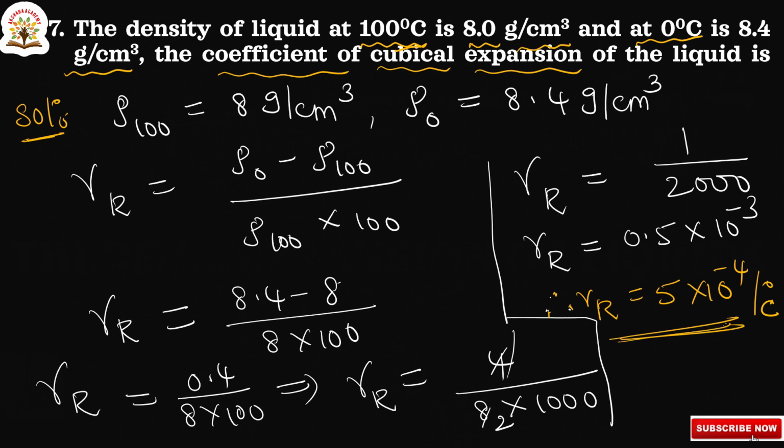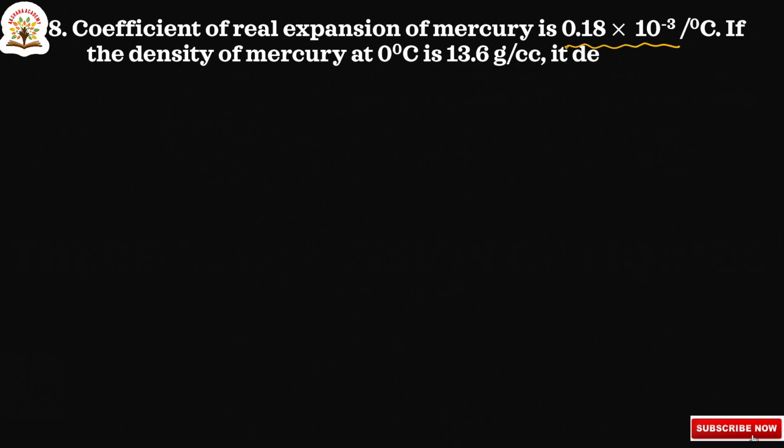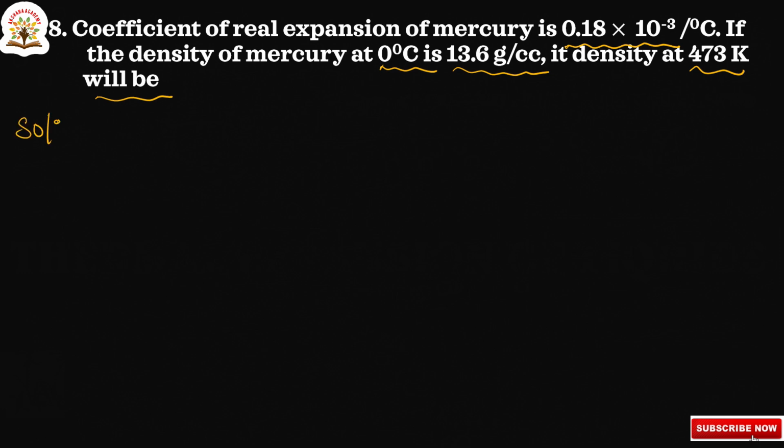Okay, next we will go to the next question. The coefficient of real expansion of mercury is 0.18 into 10 to the power of minus 3 per degree centigrade. If the density of mercury at 0 degree centigrade is 13.6 gram per cc, its density at 473 Kelvin will be. Here we have to calculate the density at 473 Kelvin. Let us go to the solution.